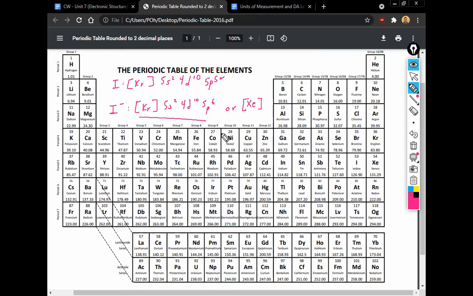Okay, so there are some times where they will try to trip you up and give you an ion where you have to add and remove electrons. But just remember, just add it to the final subshell or remove it from the final subshell. Okay.